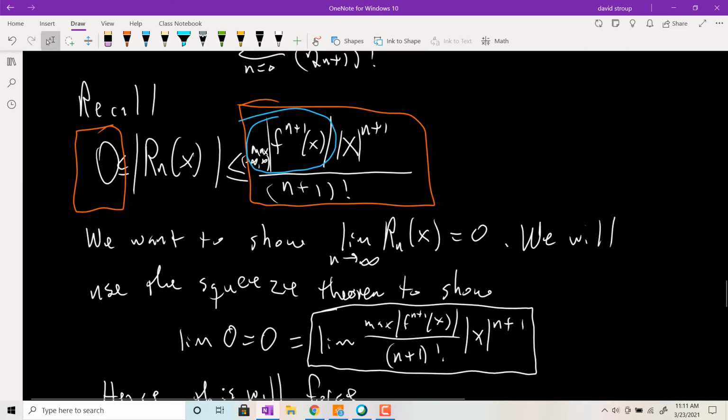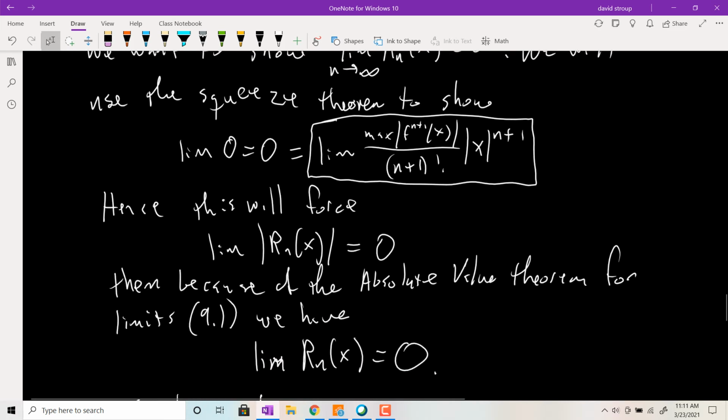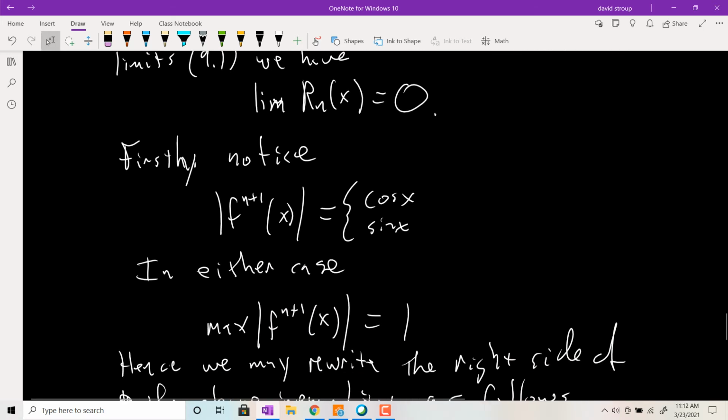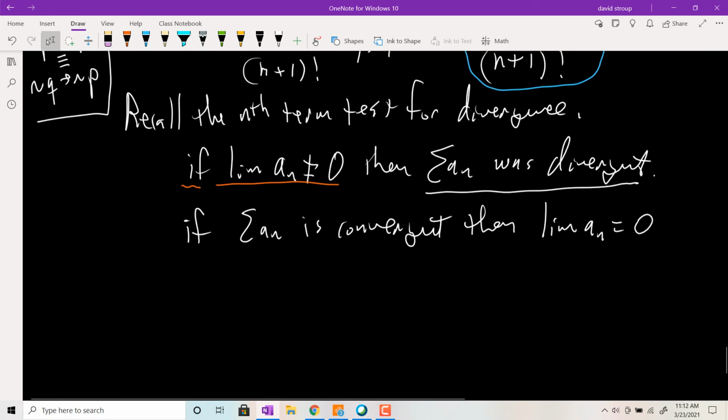I'm trying to show that the right-hand side goes to 0, and then by the Squeeze theorem, we could say that the limit of the absolute value of r sub n goes to 0, and then by the absolute value theorem, the limit of r sub n of x itself will go to 0, and that proves that sine of x is equal to its sequence of polynomials, these Maclaurin polynomials. Okay, it's power series representation.